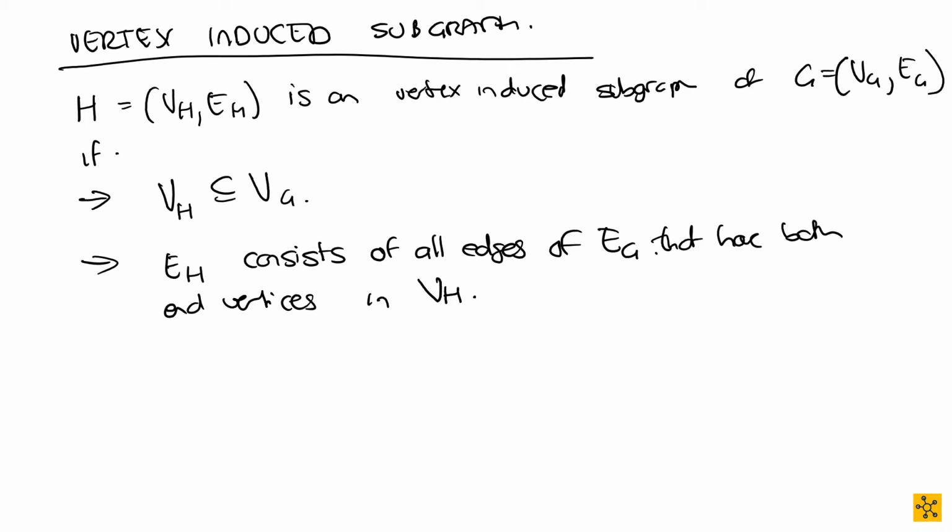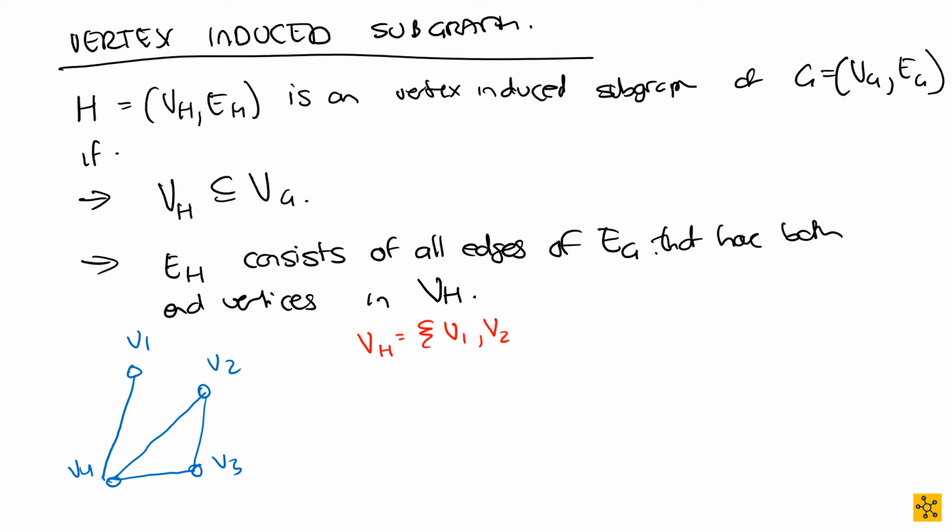So let's actually just do an example of that. So we have a main graph, V1, V2, V3, V4. Let's throw some edges in there. Okay, now I'm going to create a vertex-induced subgraph. And my VH is going to be V1, V2, and V3. So I start with that. And I put down V1, V2, and V3. Now, all my edges that are going to be in this red graph are edges from the original graph that have both the end vertices in the new graph.